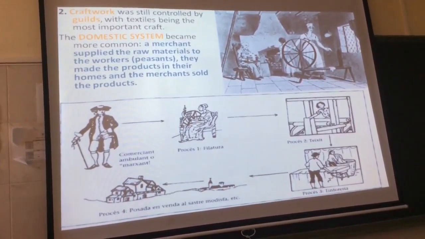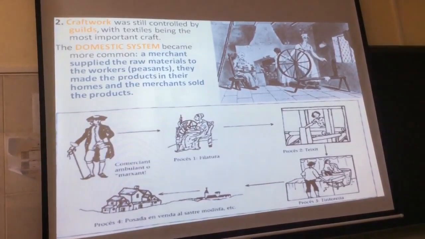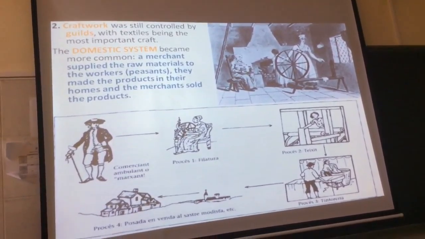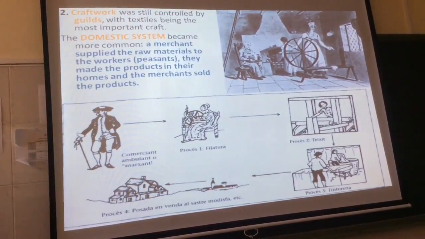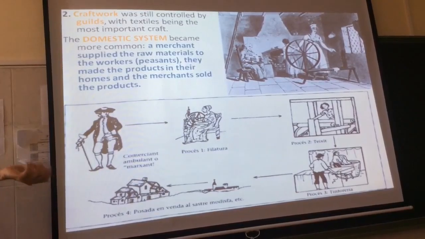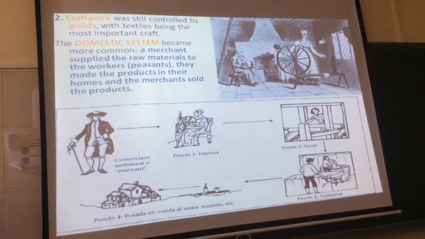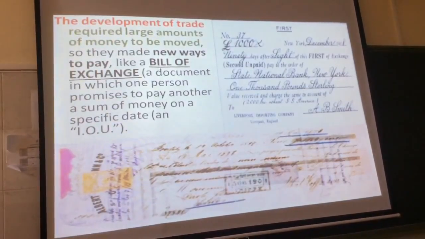A merchant supplied the raw materials to the workers. The workers were invariably peasants. They took them home, worked in their houses, right? Produced the products, gave it back to the merchant, who then sold it in the market. This was a great system for the merchant because he didn't have to own a factory or buy a place where the peasants could work. He just took advantage of their homes, right? So it was less cost, more profit, right?